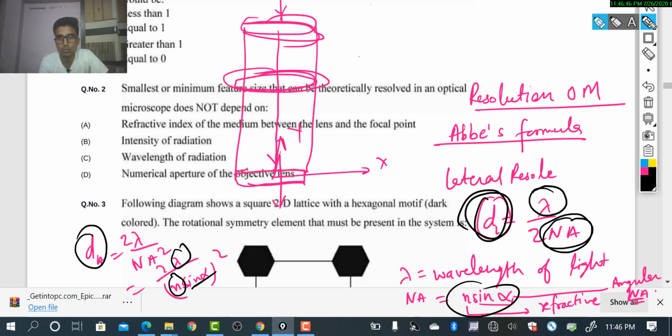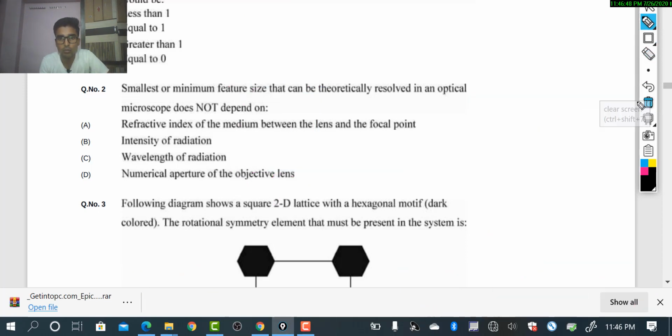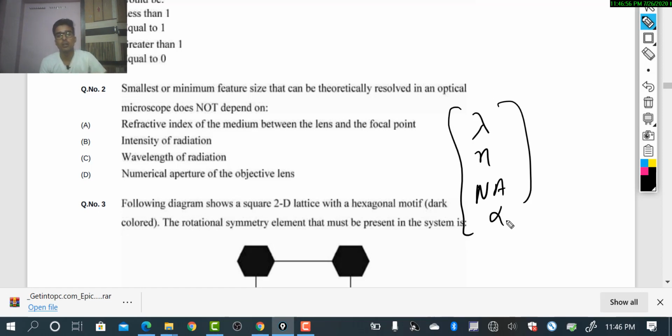So now we know resolution depends on wavelength, refractive index and alpha, the angular numerical aperture. Here the question says does not depend. Sometimes NOT is given in capital letters, but still students forget to focus on NOT and just find out what it depends on. So always remember, many have made this mistake. I have been teaching 2 batches of GATE classes for engineering science, and I know where students make mistakes.